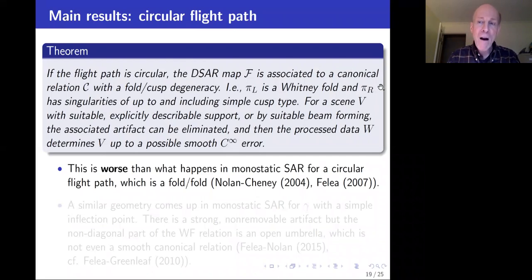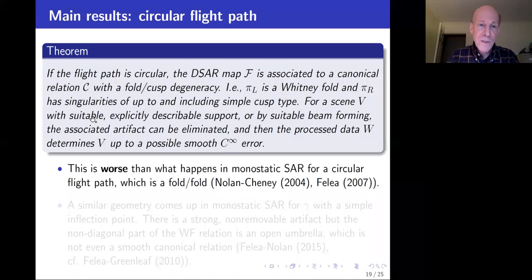But now pi r, the projection down into T star of the Earth, has singularities up to and including simple cusp type. In C infinity singularity theory, there is a stratification of at least one particular class of singularities. The best ones are the Whitney folds, then the cusps, and the swallowtails. So in this case, we are dealing with some points where you have a simple cusp type singularity, which is worse than a Whitney fold.